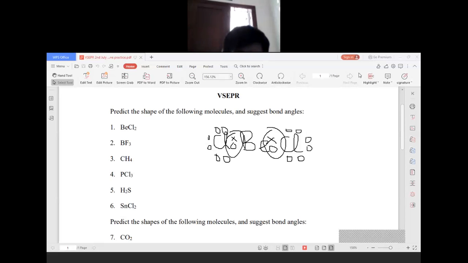When a molecule has 2 bond pairs and 2 lone pairs, then the angle is 104 degrees and the shape of the molecule is V-shaped or bent.